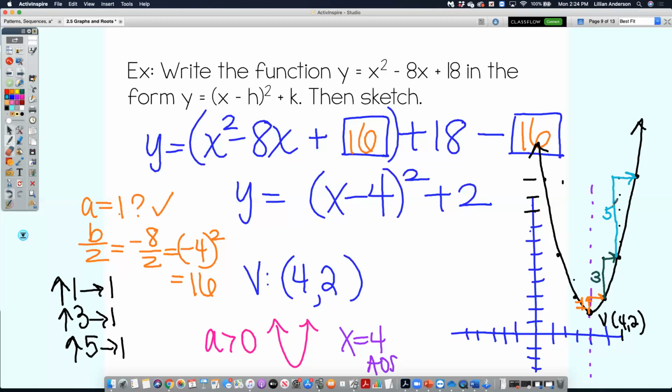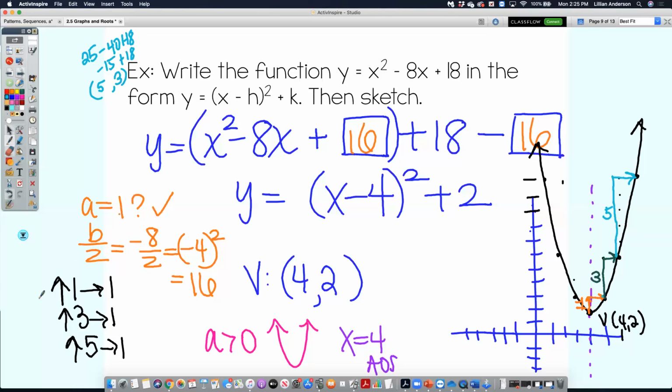What I really could do is plug 5 into the original problem, right? 5 squared is 25. 5 times -8 is -40, then plus 18. So that would give me -15 plus 18. So then that's 3. (5, 3) is a point that's on my parabola. That's where this one is. It was at (5, 3) because it was up 3 units and over 1. But I could also get there by just doing up 1 over 1. I could do the same thing with 6. I could do the same thing with 7, but I would get these points that follow this pattern.